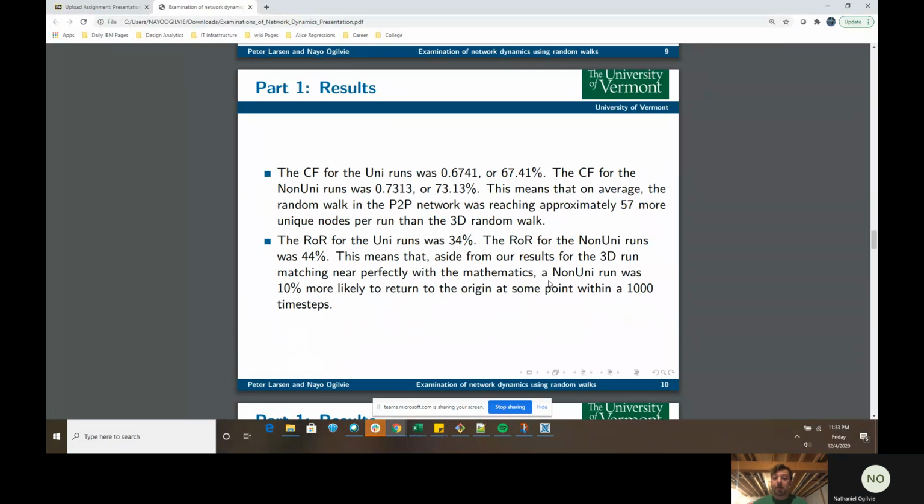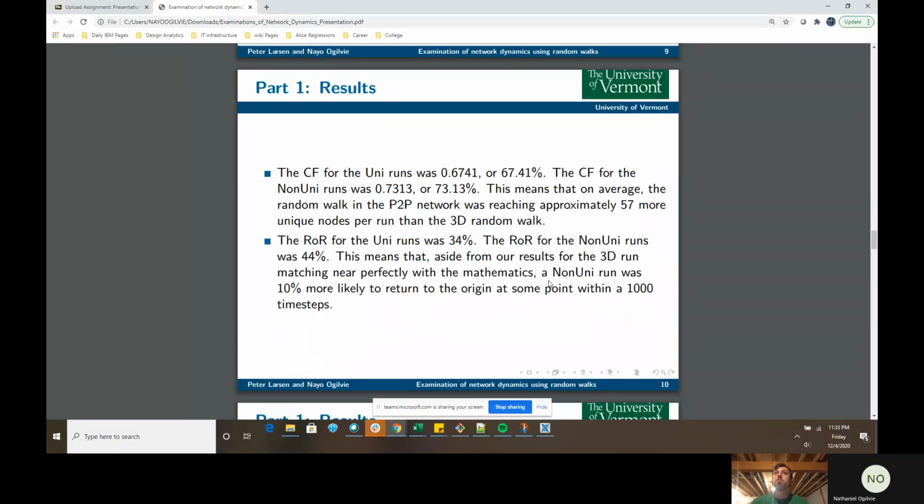The rate of return for the uni runs was 34%, which was fantastic. It means that it matched up exactly with the mathematics as it should. And the rate of return for the non-uni runs was 44%. That means that, aside from our results, a non-uni run was 10% more likely to return to the origin at some point within 1,000 time steps.